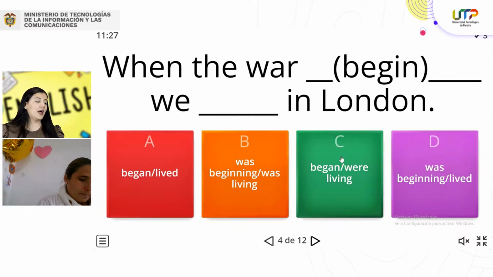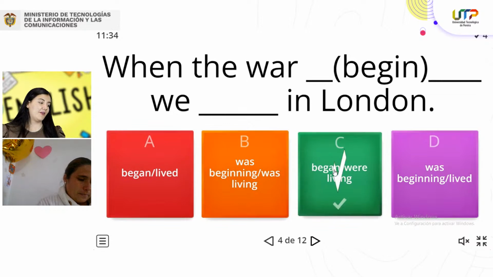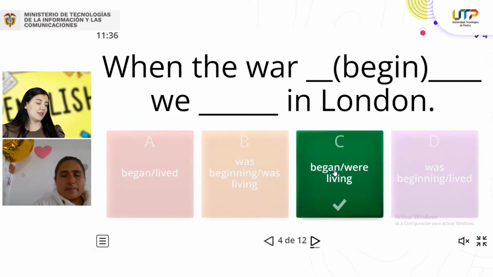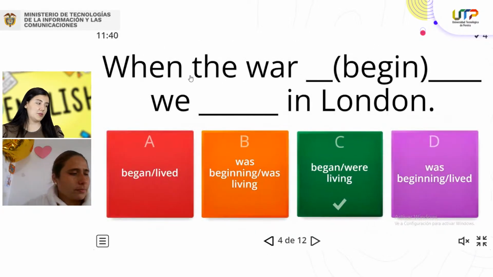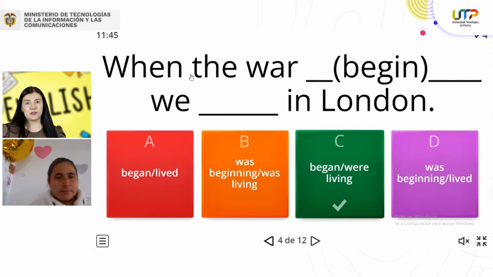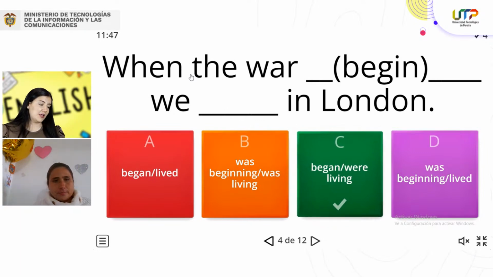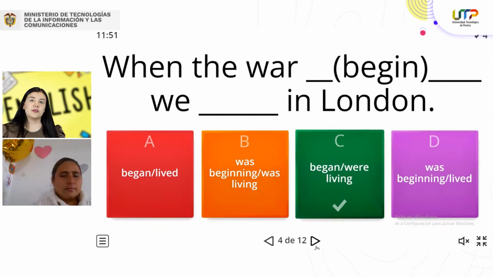When the war began, we were living in London. Yes, that was easy. Very good. Exactly. That is correct. Why? Because the interruption was the word began. That is the interruption. Very good. Excellent, guys. Let's see the next round.